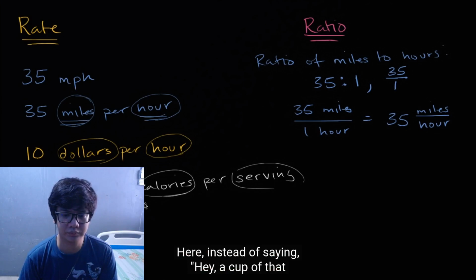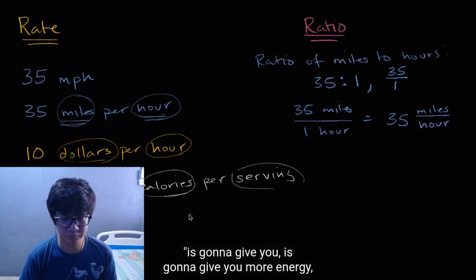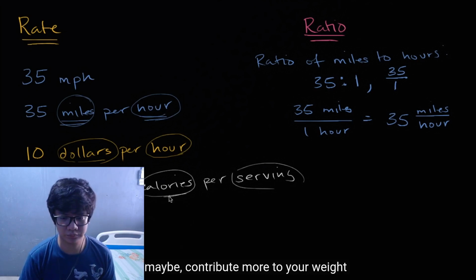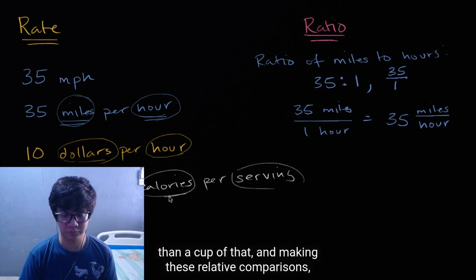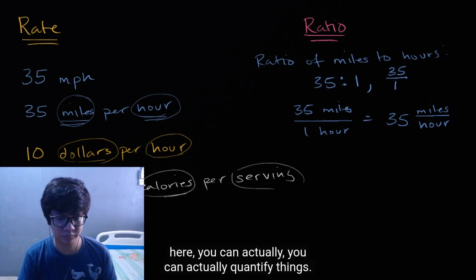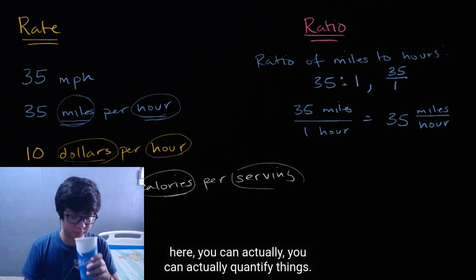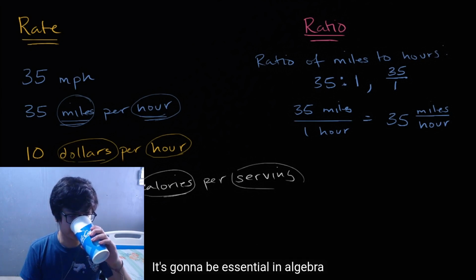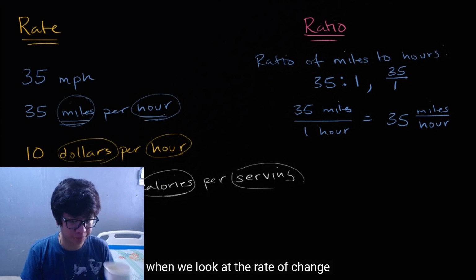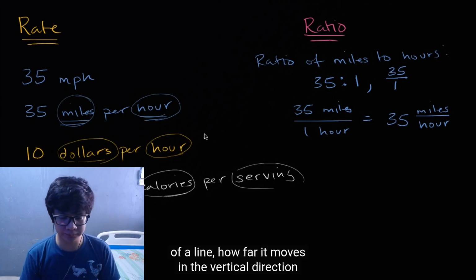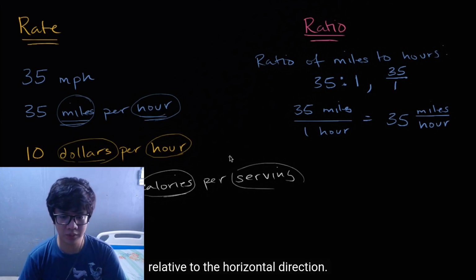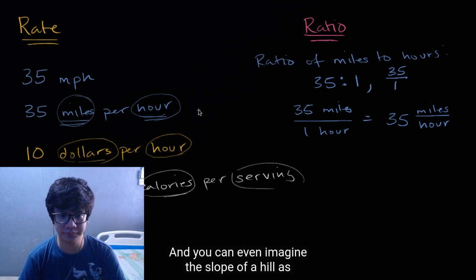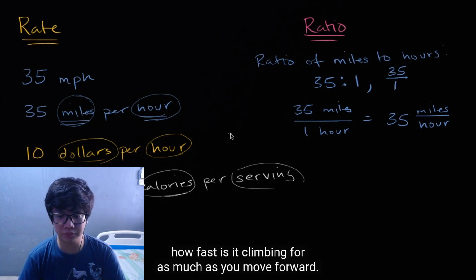Here, instead of saying a cup of that is going to give you more energy, or maybe contribute more to your weight than a cup of that, and making these relative comparisons, here you can actually quantify things. And when we study rate, we're going to study rate a lot in mathematics. It's going to be essential in algebra when we look at the rate of change of a line, how far it moves in the vertical direction relative to the horizontal direction. We're going to call that slope. And you can even imagine the slope of a hill is kind of how fast it is climbing for as much as you move forward.